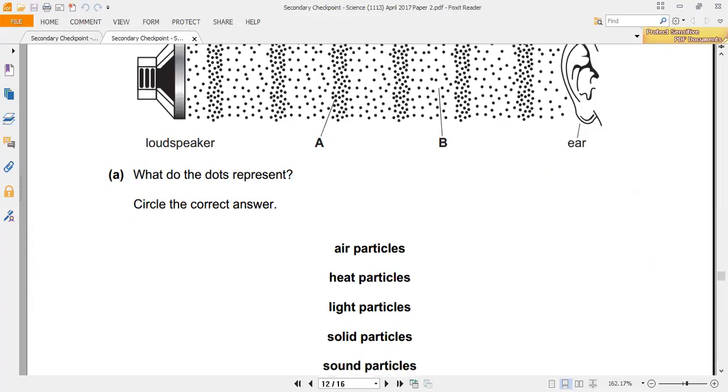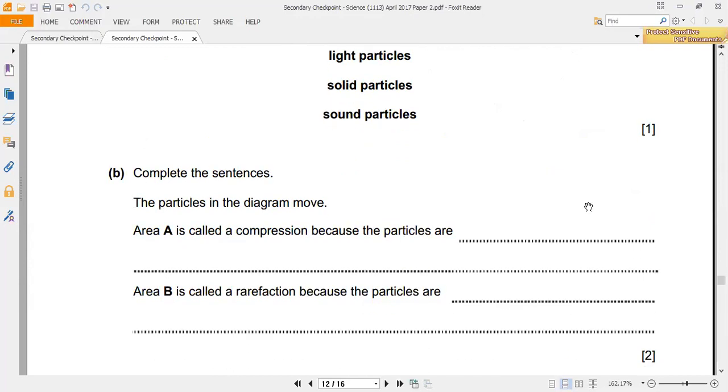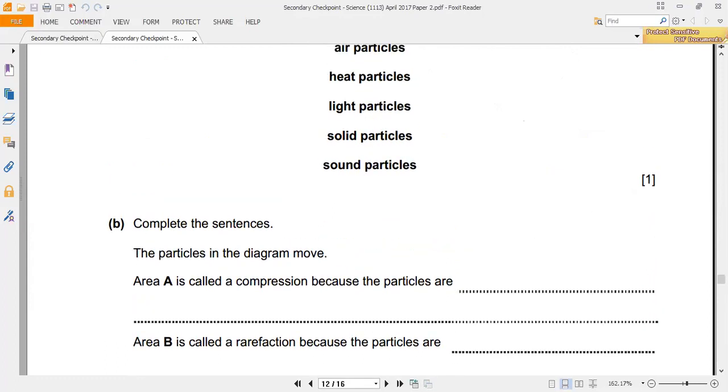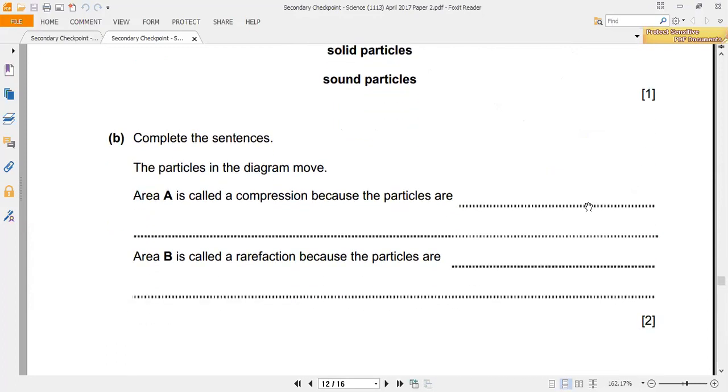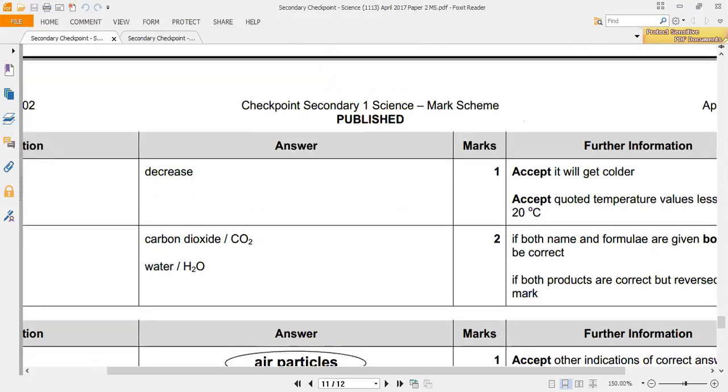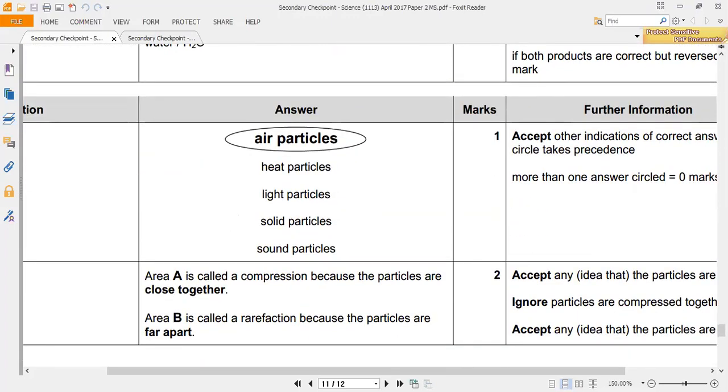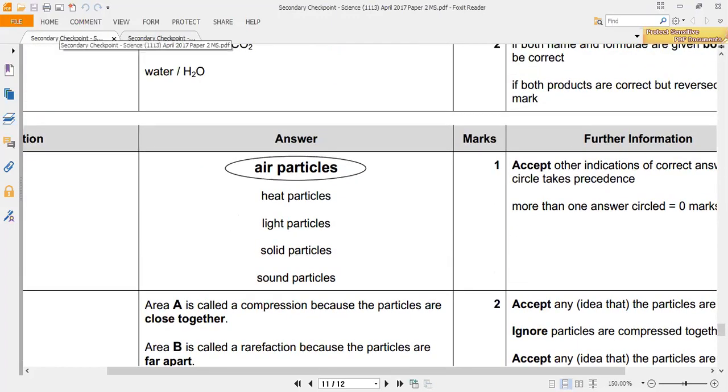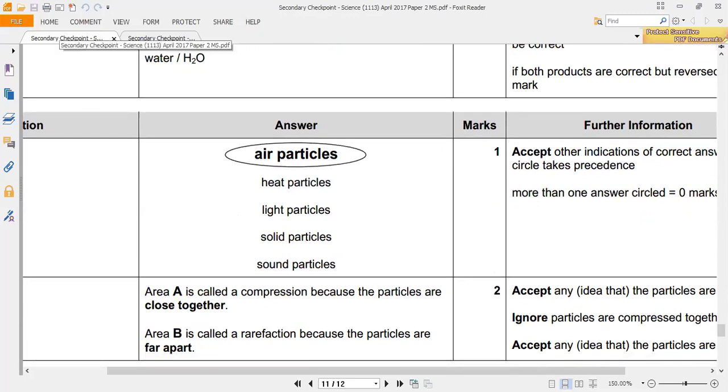Okay. C, complete the sentences. The particles in the diagram move. Area A is called compressions because the particles are closer to each other, compacted. Area B is called a rarefaction because the particles are spread apart. Particles are either closer together or far apart.